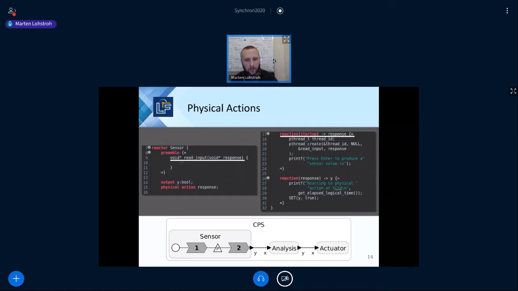And since this happens asynchronously in a separate thread, there will be no well-defined logical time relative to which the response action can be scheduled. Instead, the resulting event will acquire its tag from the physical clock. And that is what sets logical actions apart from physical actions. So when you schedule a physical action, you get the measurement of the physical time. When you schedule a logical action, you schedule relative to the last known logical time.